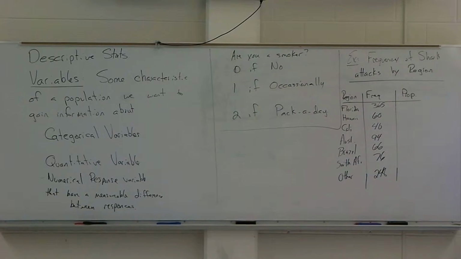Okay. All right, so the middle column there represents the number of attacks in each region. And then the last one is just going to be the proportion of attacks in each region out of the whole.